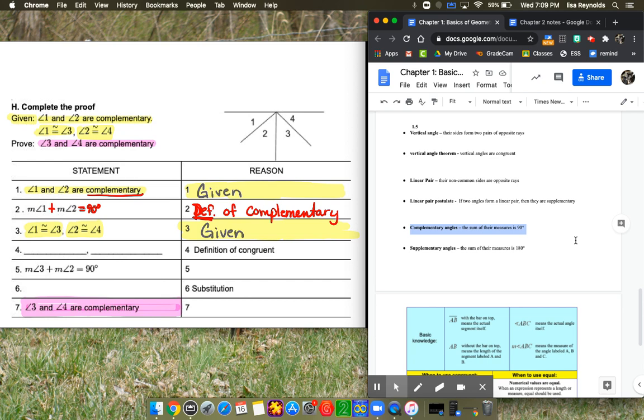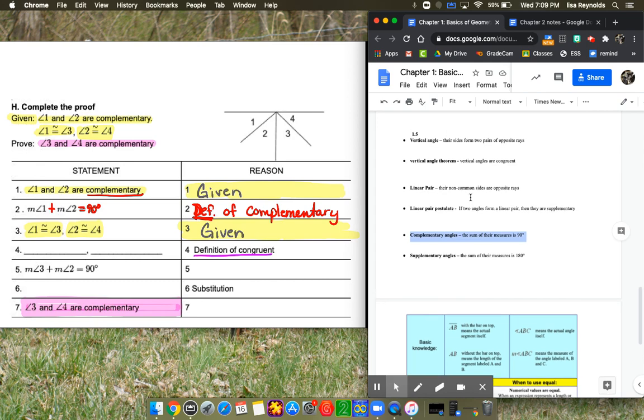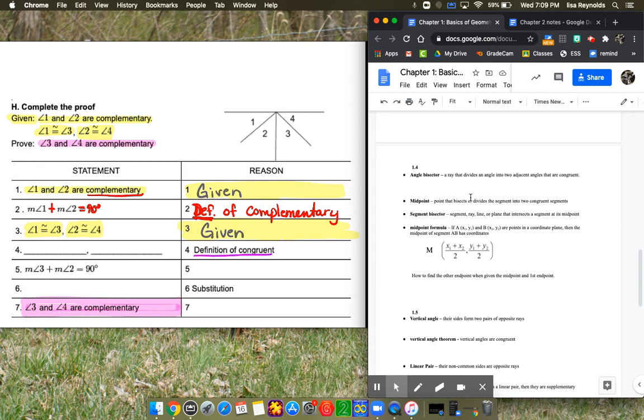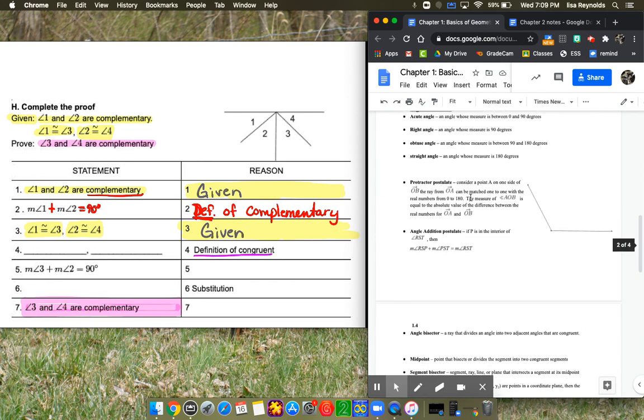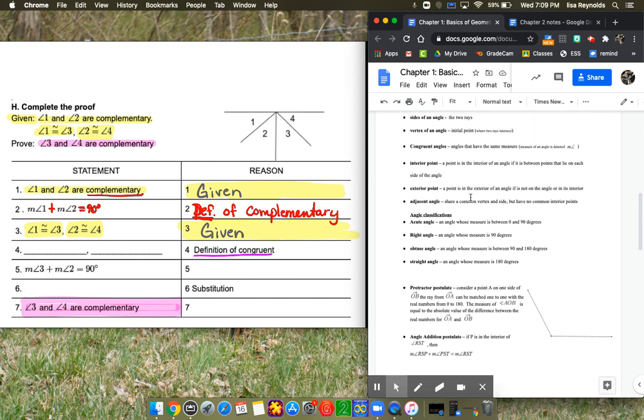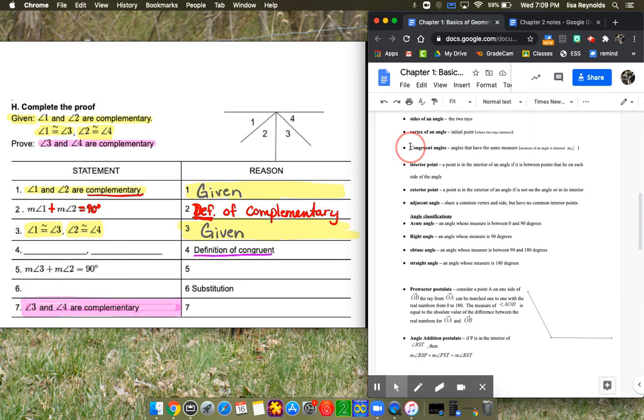So our next piece of information is telling us that we are supposed to use our definition of congruent. So I need to look through my notes, and we talked about congruent in chapter 1, and we're talking about angles. So I'm going to go and look up the definition for congruent angles.